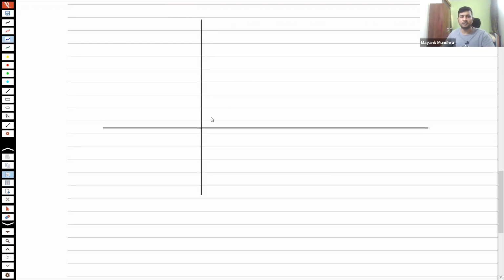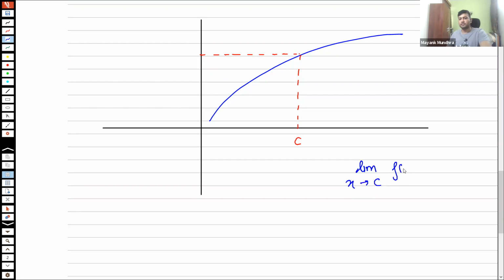Let's say this is some function f of x, and I am analyzing its limit at some point c. My claim is that the limit as x tends to c of f of x is equal to L. So if this value is, let's say, L, then what it says is that you can construct an epsilon neighborhood around L. So this becomes L plus epsilon and this becomes L minus epsilon.